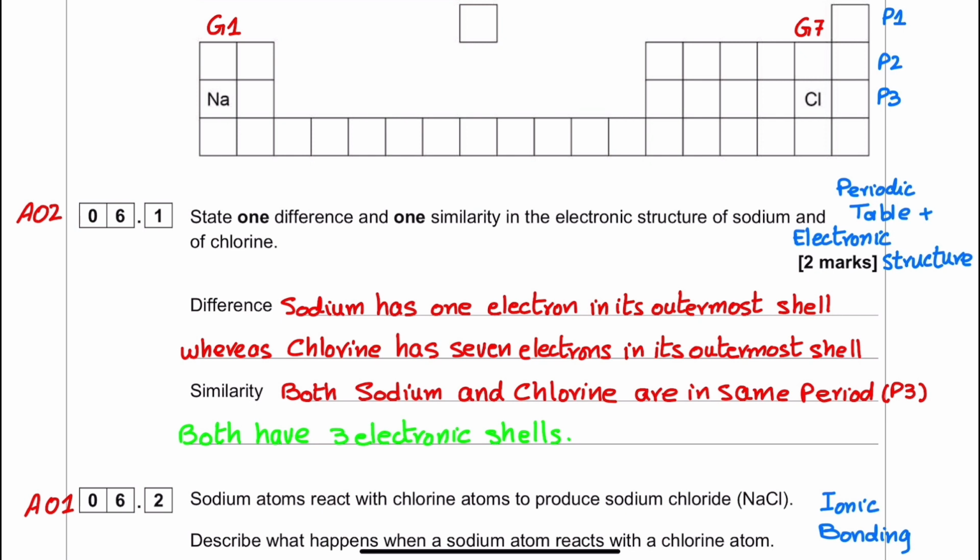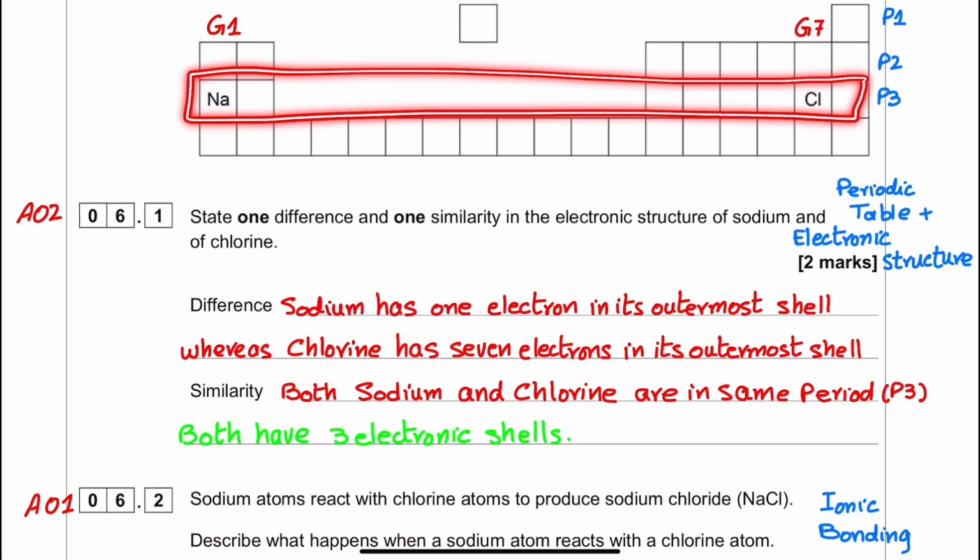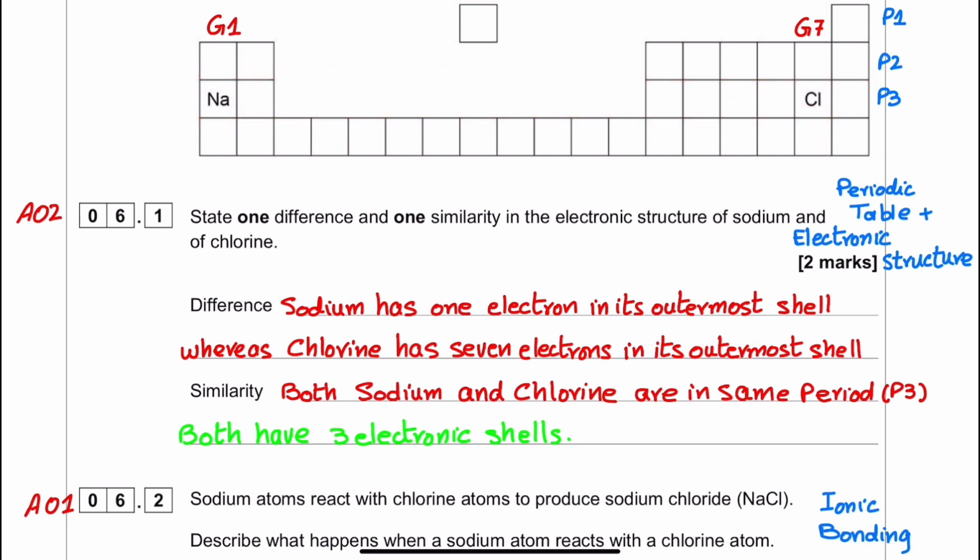Now we have to see the similarity. If you look here, both are in the same row. So this is period number 1, period number 2, period number 3. Sodium and chlorine both are in period number 3. Period number 3 means both of them have 3 shells, or 3 electronic shells.